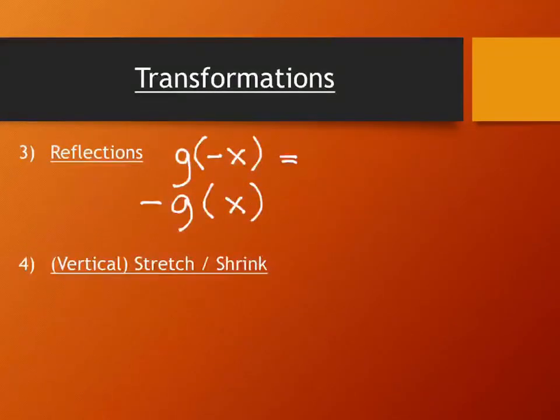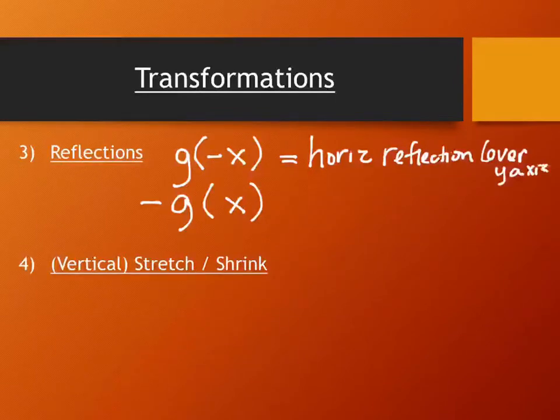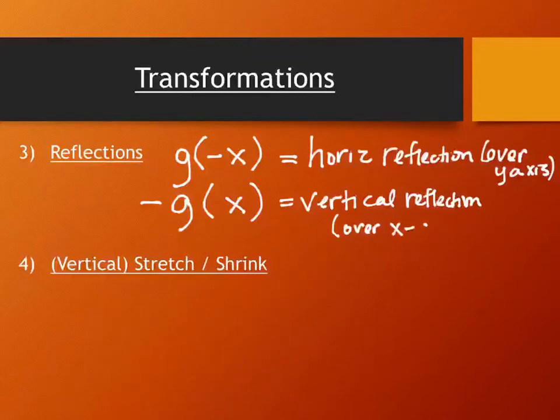So again, the negative on the inside is a horizontal reflection. So what does that mean? Well, it means it's a reflection over the y-axis. I promise I'll draw pictures in a minute, but just write the details down for the moment, okay? If it's happening on the outside, right, the negative is at the beginning of the equation, this is a vertical reflection. And this is a reflection over the x-axis.